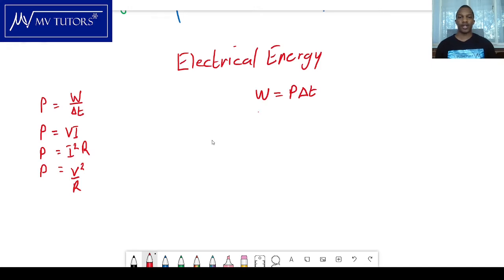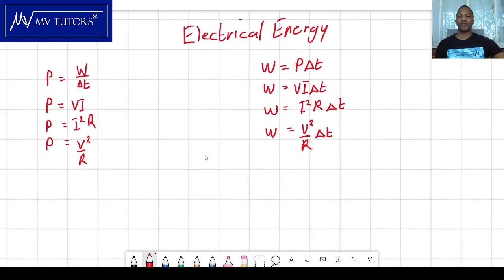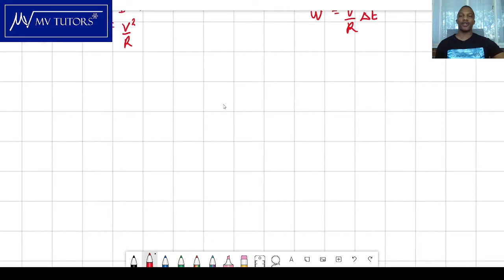Now, when it comes to work as well, remember, it's power times change in time. So power on the first one is VI, and then you put the change in time. The next one, the power is I squared R, and then you put the change in time. Then the last one is V squared over R, and then you put your change in time. Which one you choose? The most relevant one, based on what you have and what you have to solve.